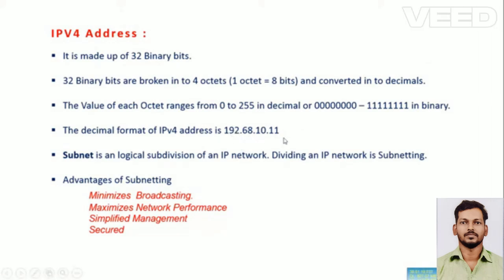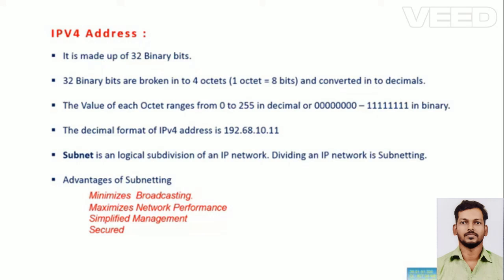It's 32 binary bits. It's converted into decimal format and divided into 4 octets. Each octet value ranges from 0 to 255. So this is the decimal sample format for an IP address, that's 192.68.10.11. So next we'll see about subnet.